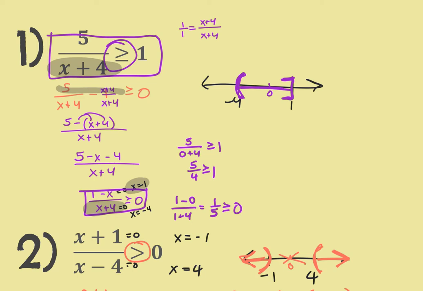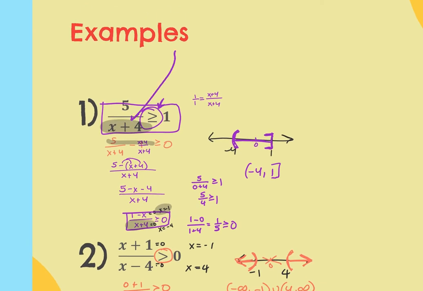So regardless of the inequality sign here, the denominator's point, like the one that comes from the denominator, will always get a parentheses. If I put a bracket on it, it means the whole thing's undefined if I use it. So then my interval notation is -4 to 1 with a bracket on the 1. So again, point from denominator always gets a parentheses.